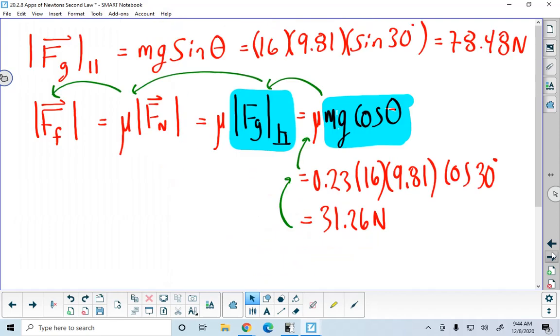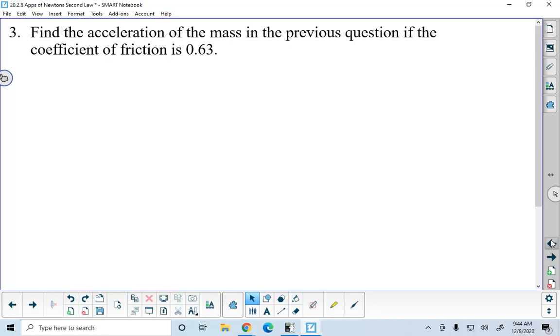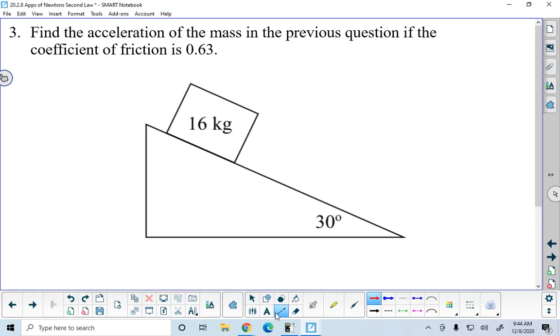All right, let's take a look at the third and what I think is the final example. I wonder if I still have it. We'll see if I can copy this. Yeah, it's still there. So we have this situation, but the coefficient of friction is now 0.63. We already know that the parallel component of gravity is 78.48 newtons. We could even draw that in. We know that there is a normal force. Quite frankly, the normal force and the force of gravity perpendicular, I don't care what they equal because they cancel out. Right? We could put them in as numbers, but I'm not going to.